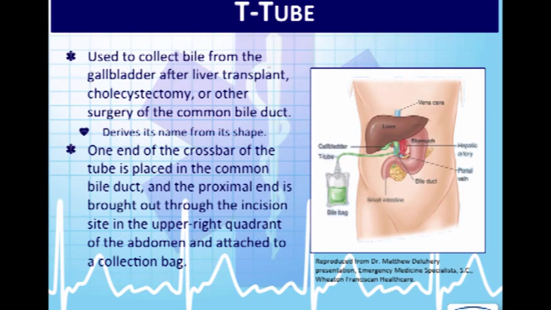Less common is what is called a T-tube. And I know this feels like it's alphabet soup, and I apologize. There's G-tubes, J-tubes, T-tubes. It's absolutely exhausting to keep all these straight. A T-tube is something that we really only see after gallbladder or liver surgery, and they're relatively rare nowadays, and they are named because they're T-shaped.